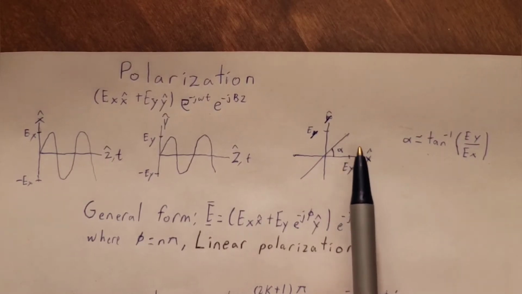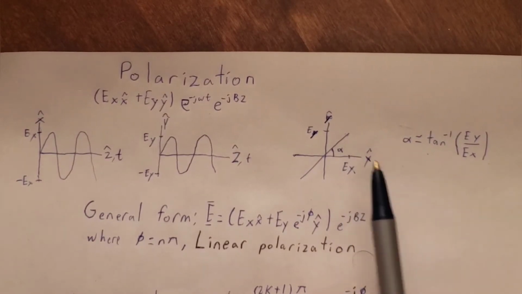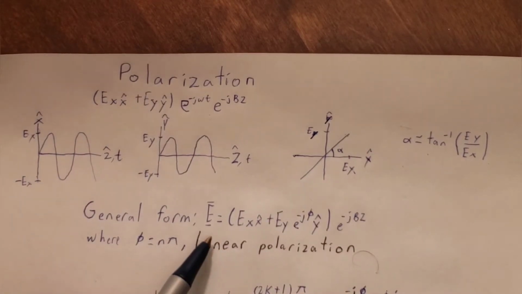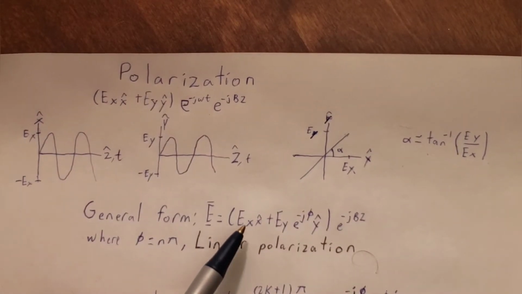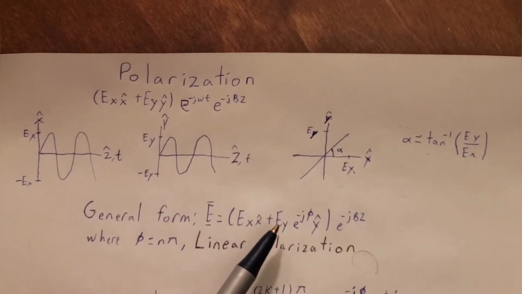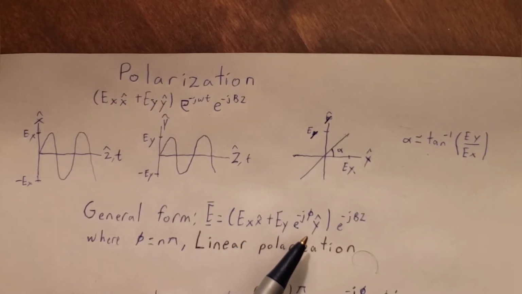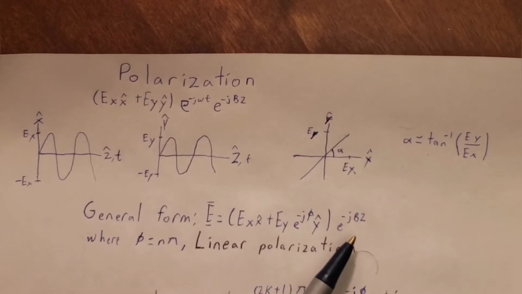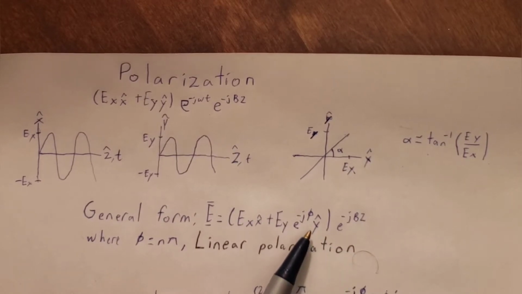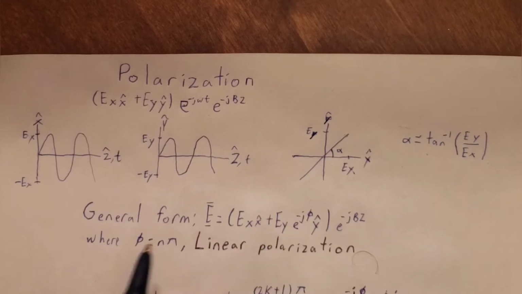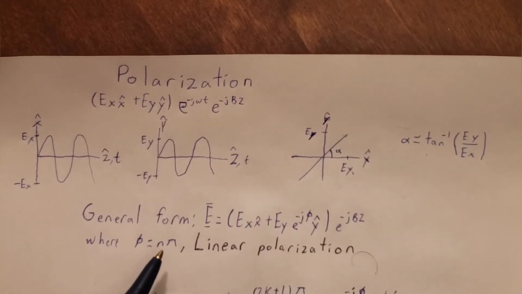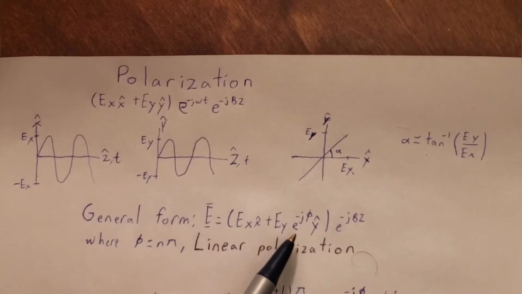This line is a special case of the general form, which in phasor notation is Ex x hat plus Ey e to the negative j phi y hat, all times e to the negative j beta z. Now this phi is a phase shift, and when we set phi to equal n pi, e to the negative j n pi is going to equal either plus or minus 1, which is why we have linear polarization.